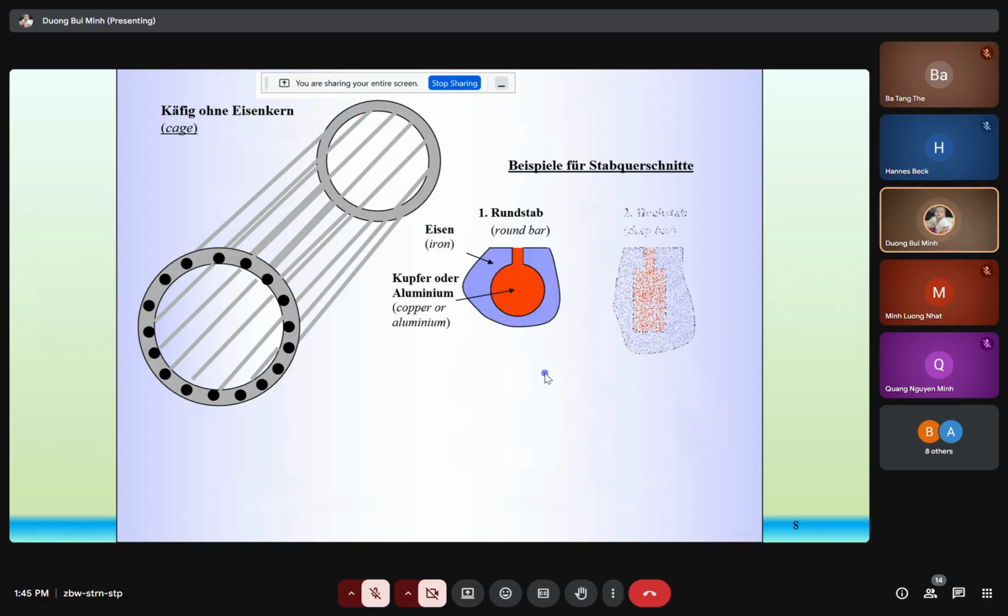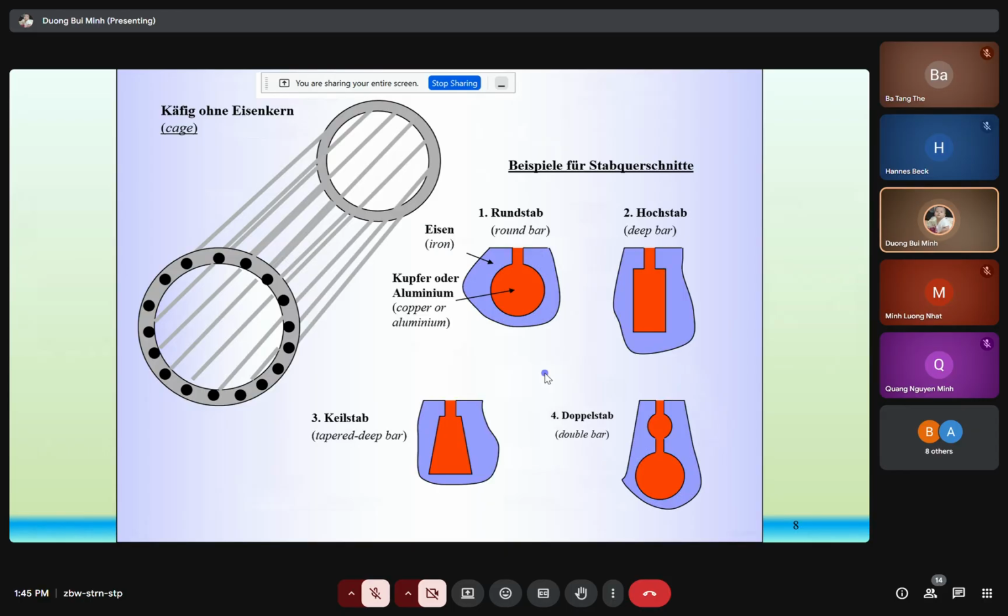So here, as I mentioned before, this is the cage rotor, and this is the conduction bar. We have round conduction bar, deep conduction bar, tapered deep bar, and double bar, the first one and the second one. As I mentioned before, we have different constructions of conduction bar, so we have different X2 and R2.